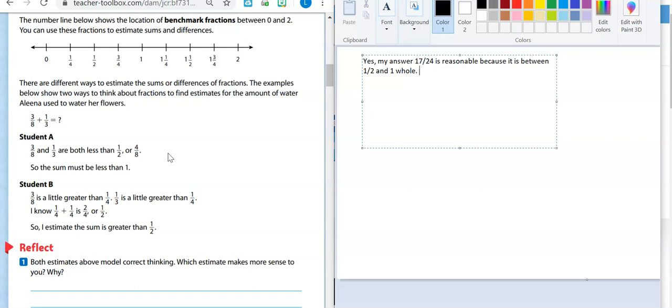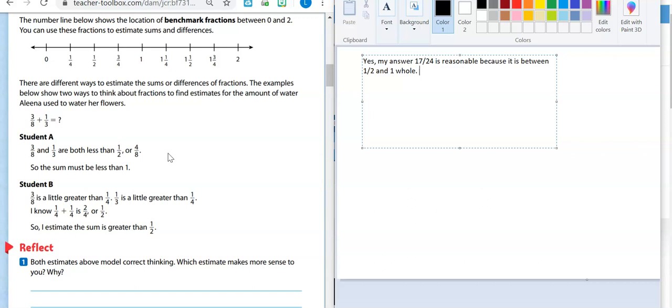Student A says 3/8 and 1/3 are both less than 1/2 or 4/8, so the sum must be less than 1 whole. Student B says 3/8 is a little greater than 1/4. 1/3 is a little greater than 1/4. I know 1/4 plus 1/4 is 2/4 or 1/2. So I estimate the sum is greater than 1/2.